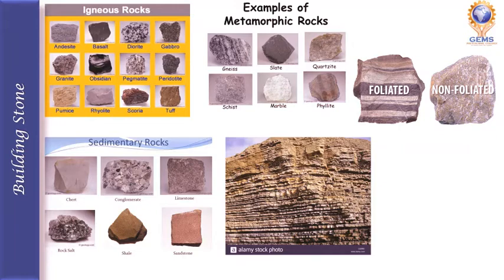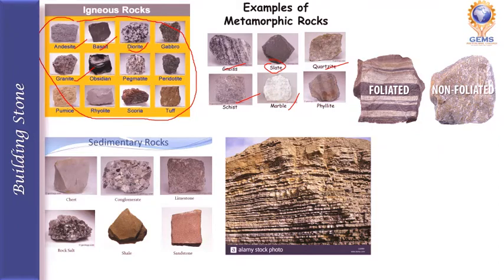So this diagram shows the different types of igneous rock: anthracite, basalt, diorite, most importantly granite. Then under metamorphic rock we have slate, quartzite, marble, schist, gneiss. These are some of the examples of metamorphic rock. This is how the rocks will be in nature.